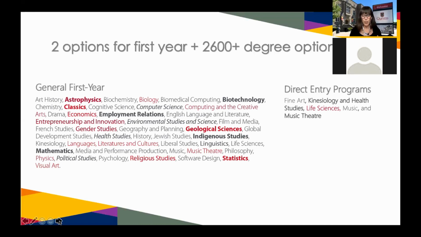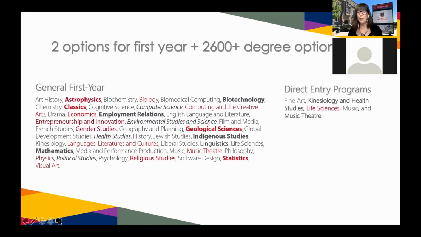So to begin with, I want to talk about the general first year. When you apply to Queen's, you apply to arts, let's say, or to science, and you enter into what we call general first year. The general first year, we think, is a really marvelous experience and is really an advantage. What that means is you take 5 courses in your first year.